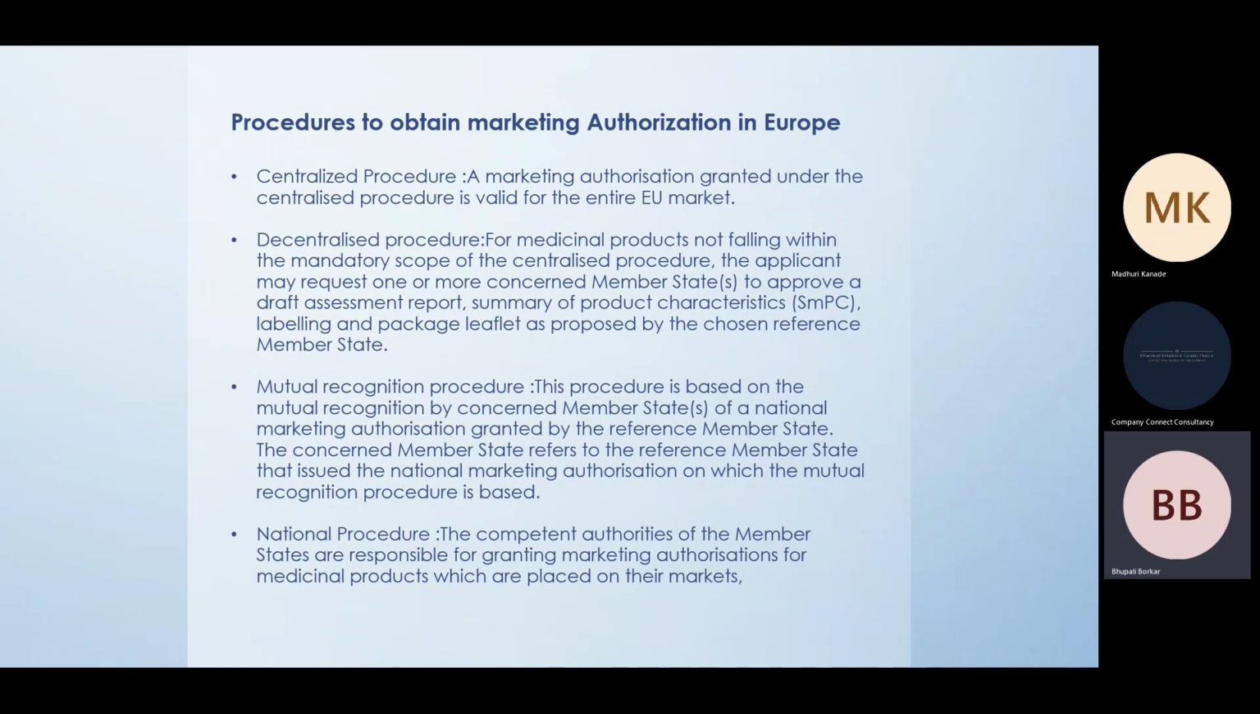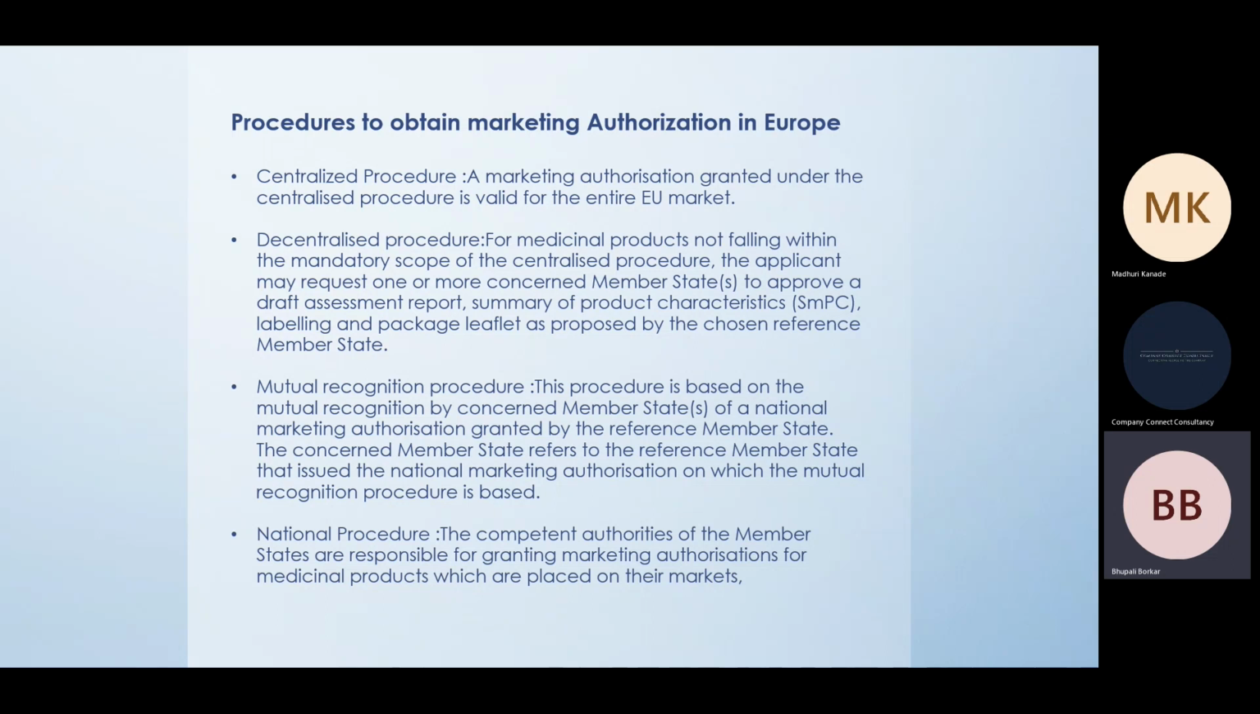And the fourth procedure is the national procedure, where you can sell the product in only one market. So these are basically the four procedures which are used to market or register a product in the European market. So first, we have national, where you can market in only one country. Central, where you can market your product in the entire EU. Third, we have MRP and DCP.